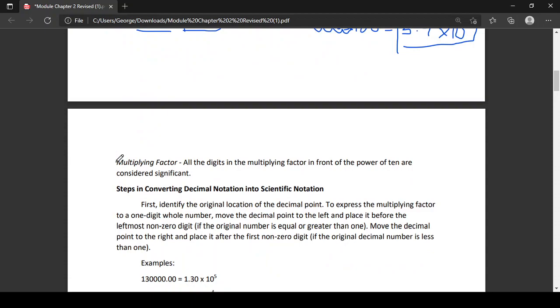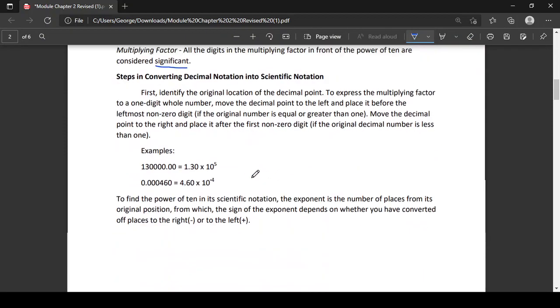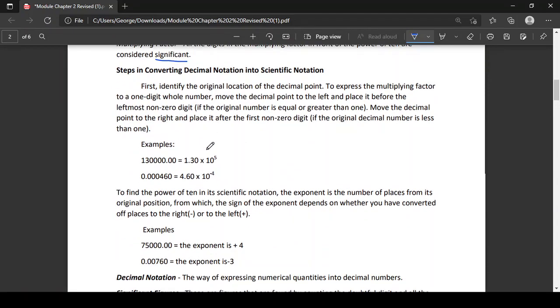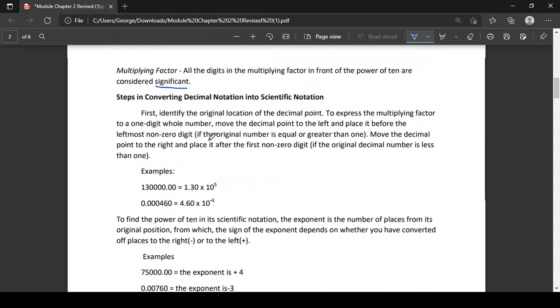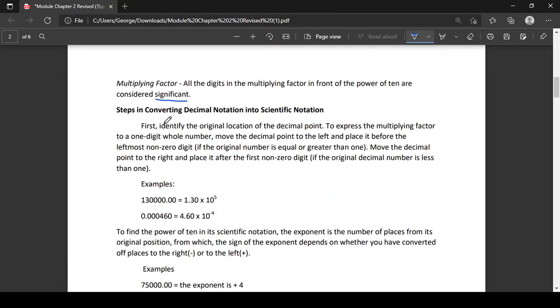Okay, so let's talk about the multiplying factor. All the digits in the multiplying factor in front of the power of 10 are considered significant. So your steps in converting decimal notation into scientific notation. First, identify, kids, the original location of the decimal point, which is here. That's the one we missed earlier. So first, you identify the original location of your decimal point.